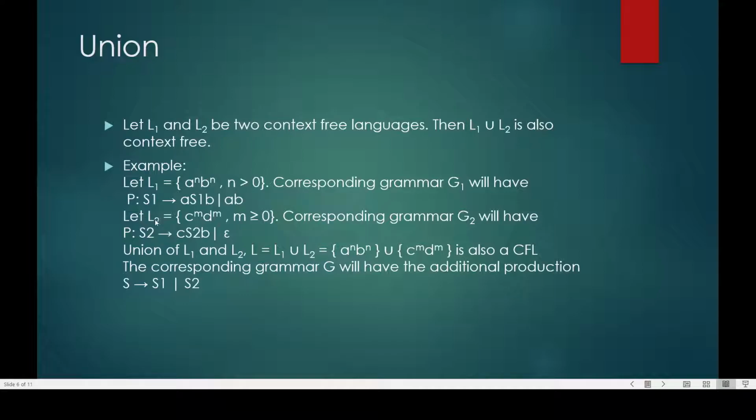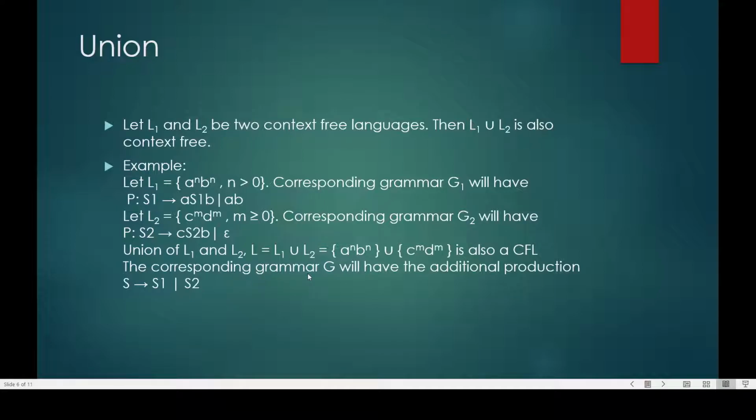In the second language L2, which is C^m D^m, m greater than or equal to 0, the corresponding grammar G2 will have the production rules S2 goes to C S2 D or epsilon. Here epsilon has been given because m can be 0 as well. If C is 0 and D is 0, essentially our language contains nothing and epsilon represents nothing. If we take the union of L1 and L2, we will get A^n B^n union C^m D^m, which we can see is also a context-free language.